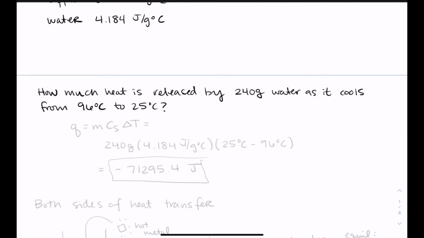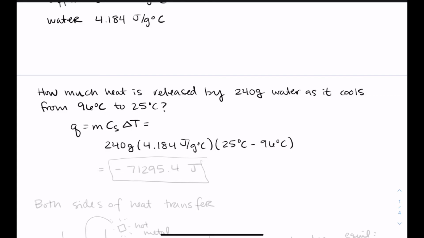All right, let's look at some examples. So the first question is, how much heat is released by 240 grams of water as it cools from 96 degrees C to 25 degrees C? So almost boiling to approximately room temperature. We have a mass, and so we will need a specific heat capacity for this. So Q equals m C delta T. m is 240 grams. C sub s is 4.184 joules per gram degree C. And my final temperature was 25. My initial temperature was 96.